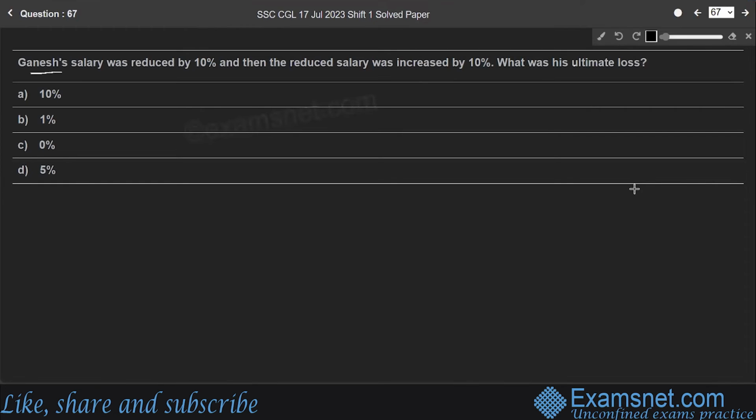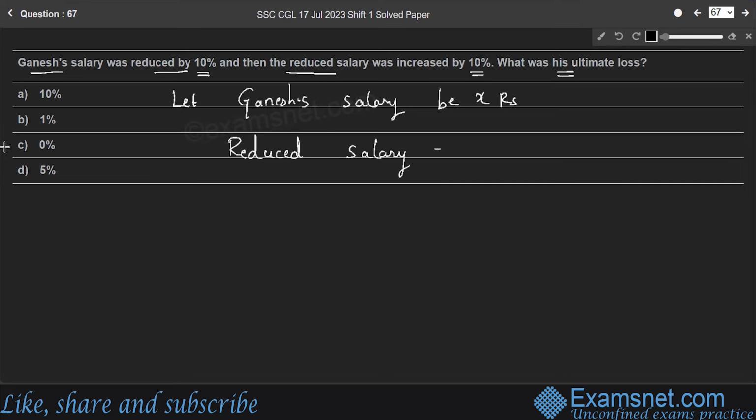Question 67. Ganesh's salary was reduced by 10% and then the reduced salary was increased by 10%. What was his ultimate loss? Here students, let us take Ganesh's salary to be X rupees, right? This salary was reduced by 10%. Therefore, his reduced salary will be 90% of his original salary, obviously. So the reduced salary becomes, his original salary was X rupees minus 10% of the original salary.